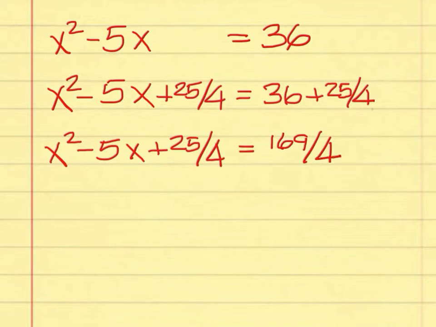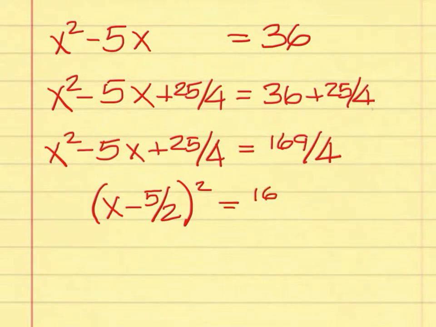169 over 4. Now we can make the left-hand side into a perfect square like we did on the last example. You need x, you need the sign that came before the middle term, minus, and you need half of the middle term. Half of the middle term here was what? 5 over 2. So 5 over 2. The quantity squared of x minus 5 over 2 equals 169 over 4.